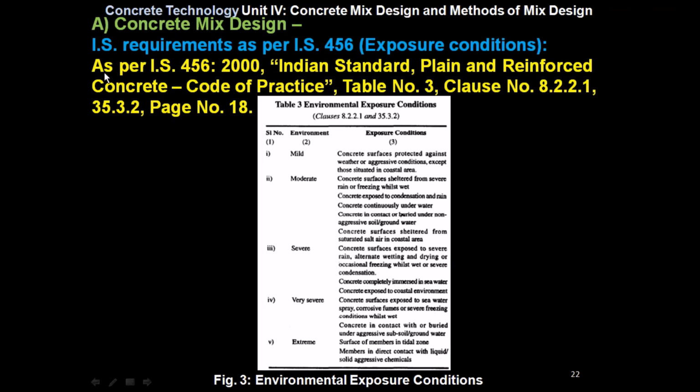As per IS 456 Indian Standard Plain and Reinforced Concrete Code of Practice, table number 3, clause number 8.2.2.1 and 35.3.2, page number 18. The table number 3 is shown. Environmental exposure condition. First is the mild, second is the moderate, third is the severe, fourth is the very severe, and fifth is the extreme. These are the environment and these are the exposure conditions. So figure 3 shows the environmental exposure conditions.